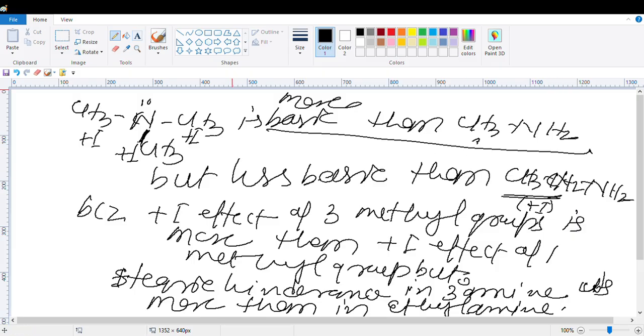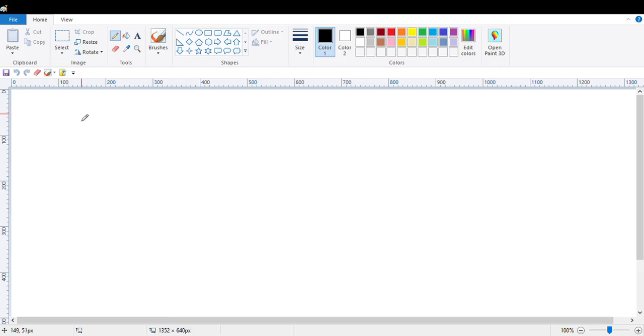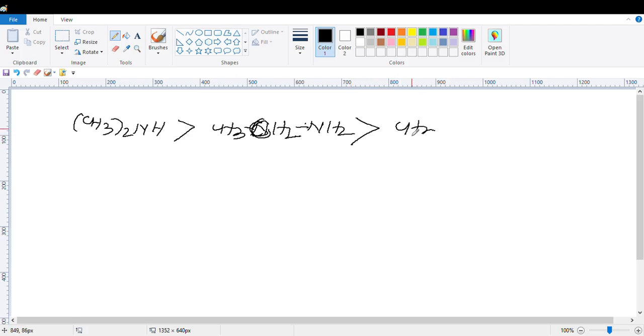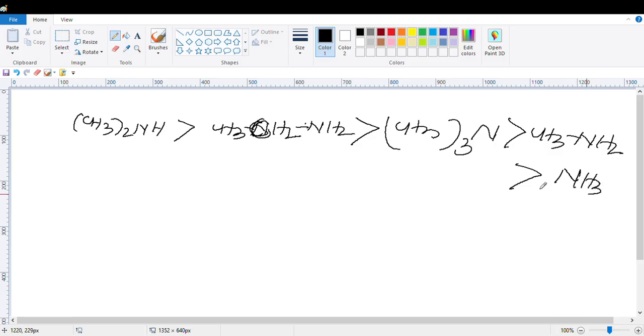In this way, in aqueous solution, basic strength of methyl derivatives is (CH3)2NH, then CH3CH2NH2, then (CH3)3N, then CH3NH2, and least basic will be your ammonia.